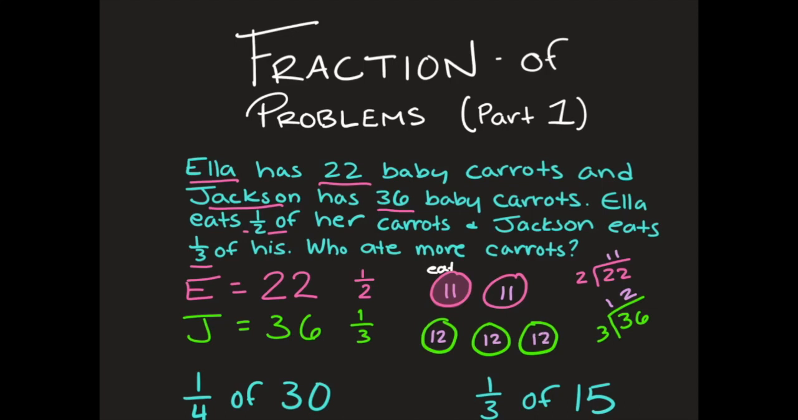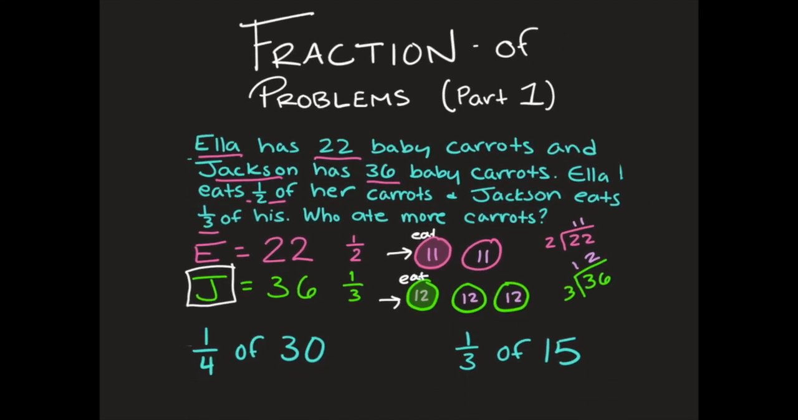And when we go back and look at our problem, he's eating 1 of the 3 groups. So I'm going to highlight that one, he's eating 1. So now when I go back to look at my problem, who's eating more carrots? Well, Ella's eating 11 right here, and Jackson's eating 12. So who ate more carrots? Jackson ate more carrots because he ate 12.